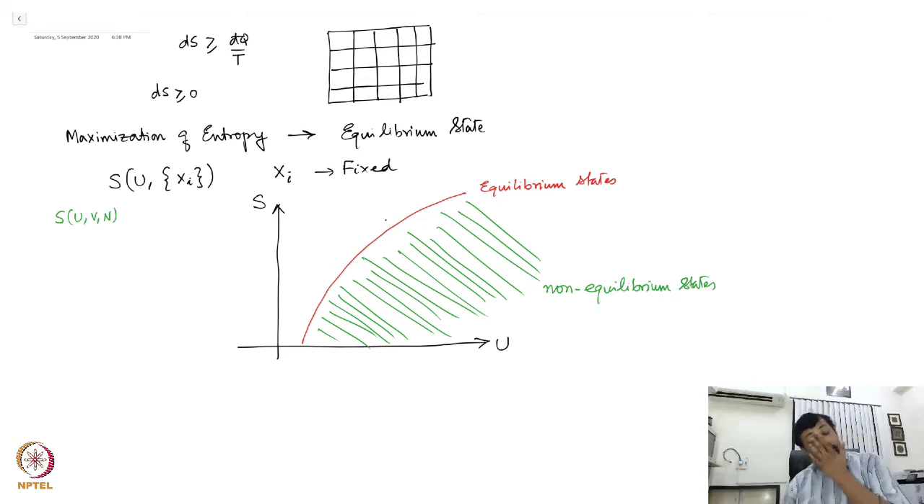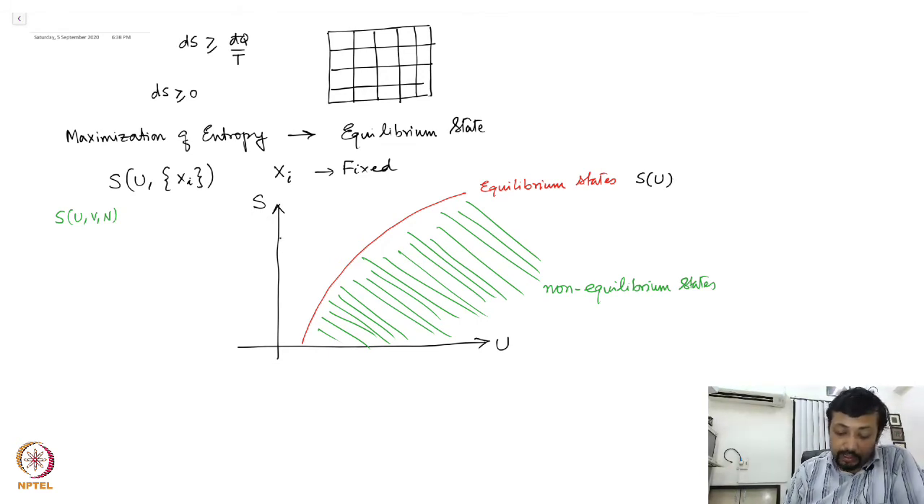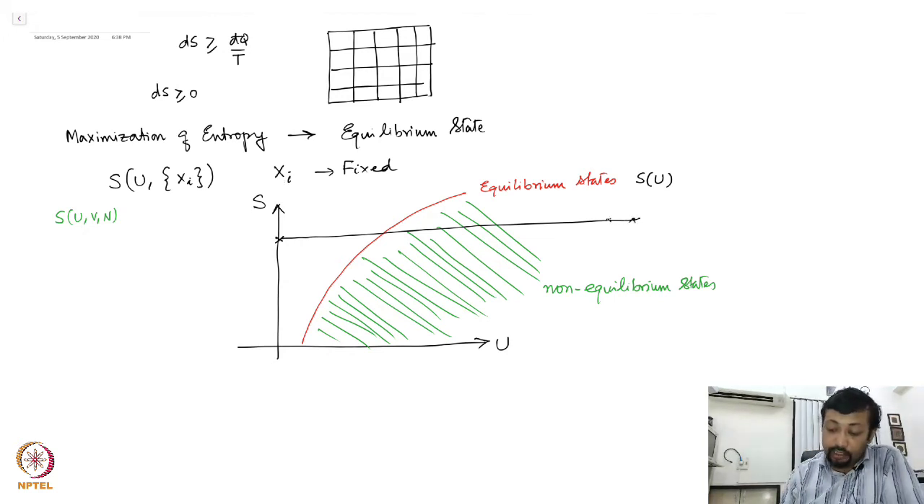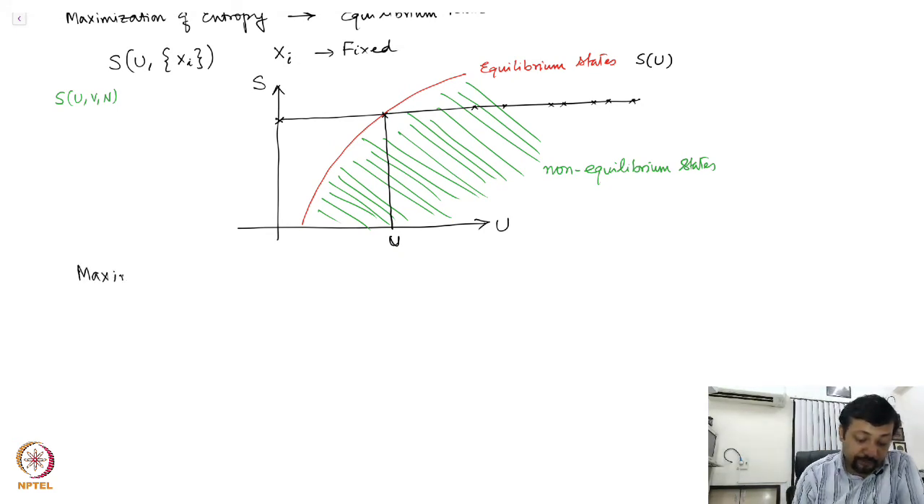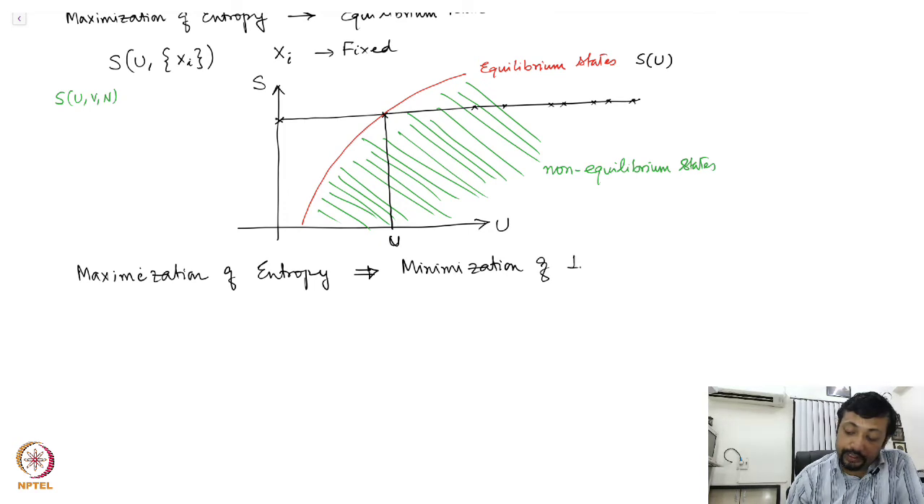And all the points on this red curve is essentially the equation S as a function of U, where X_i's are held fixed, right? Now imagine that I fix the entropy of the system. If I fix the entropy of the system, I have also fixed the coordinates of the system, then you see there are several thermodynamic states possible, correct? But none of these are equilibrium states. The equilibrium state always corresponds to the minimum energy, the one which has the minimum energy of all the states. In other words, essentially this means that your maximization of the entropy is equivalent to minimization of internal energy.